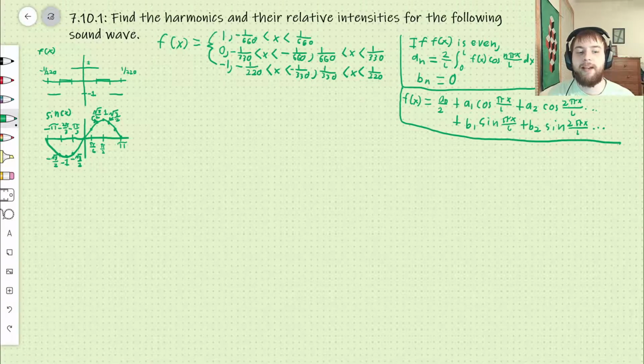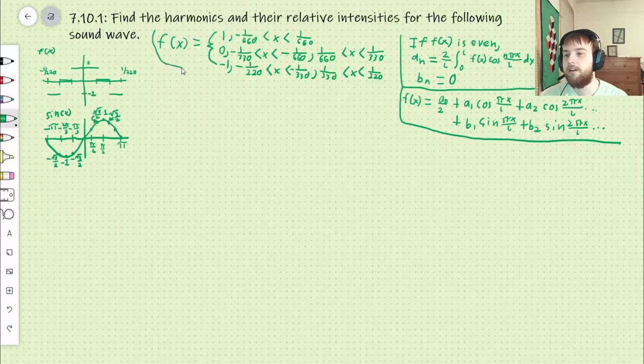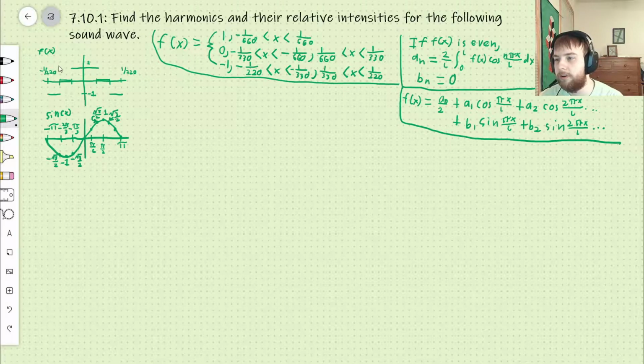Hello, everybody. Welcome back. Today we're going to take a look at more Fourier series and actually apply it to real-life sound waves. This question asks us to find the harmonics and the relative intensities for the following sound wave. Our sound wave is given in this function here, but that's a little unwieldy to read, so I went ahead and drew it out right here.